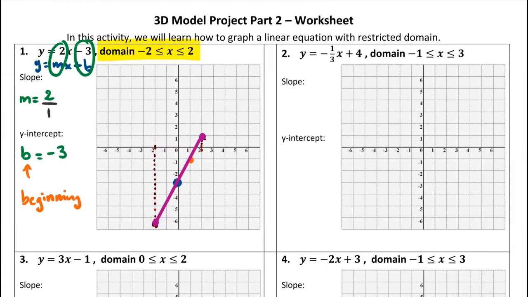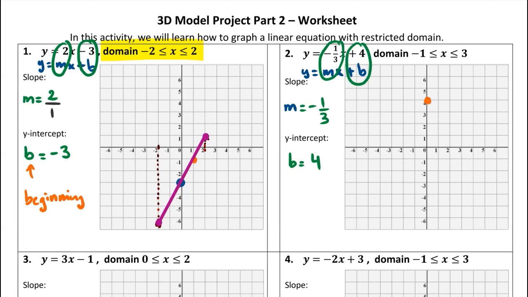Number 2: y equals mx plus b. M is -1/3, and b is 4. So we're going to begin at +4. Then we go down 1 over 3. The -1 tells you to go down 1, and the 3 tells you to go to the right 3. Down 1, over 3. Down 1, over 3.